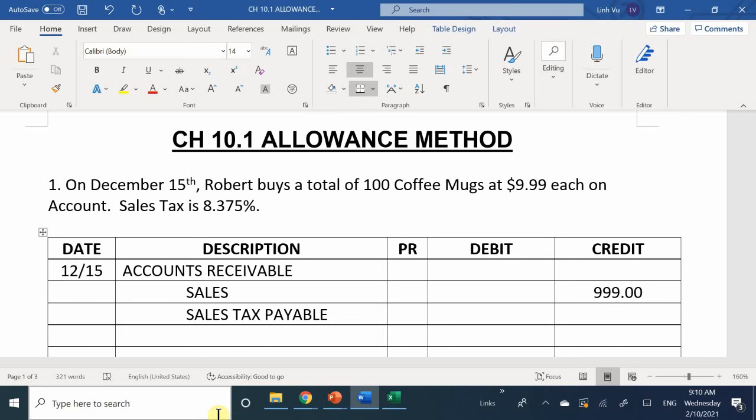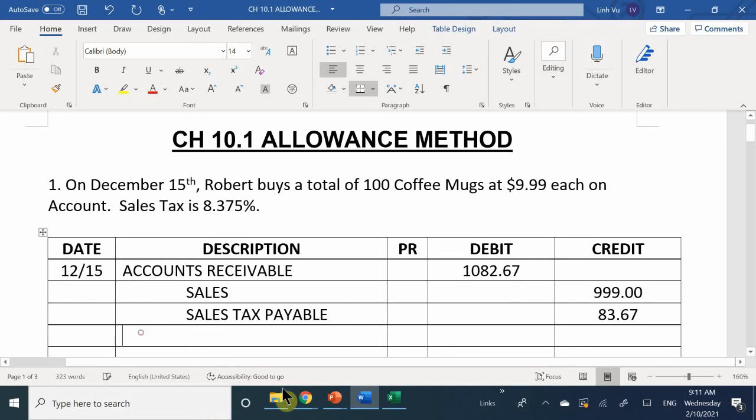All right, good. How much tax is going to be on this? 83.67. Okay. And how much does he owe me in grand total? That's using the yes. Good. 1082.67. Good. All right. So that's how much Robert owes me.